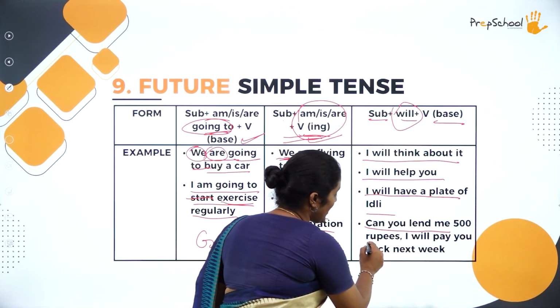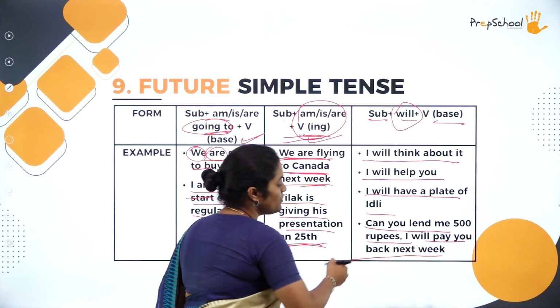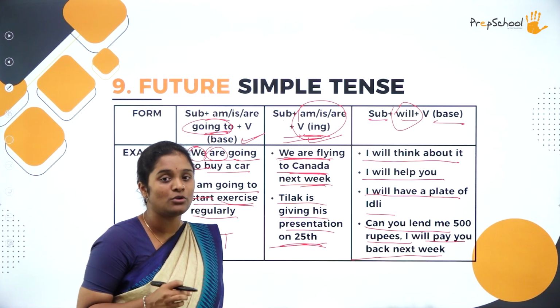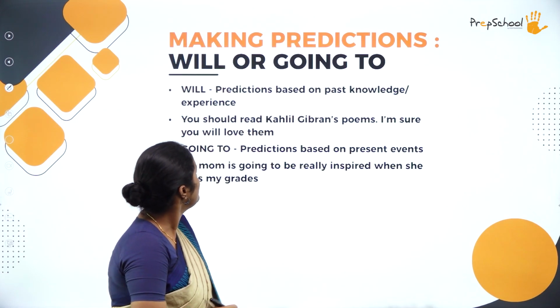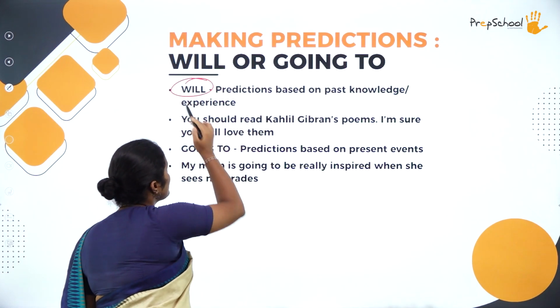Okay, can you lend me 500 rupees? I will pay you back next week. I will pay you. This is a promise that is being made. Moving forward to "will". When do you use "will"? You can also use "will".